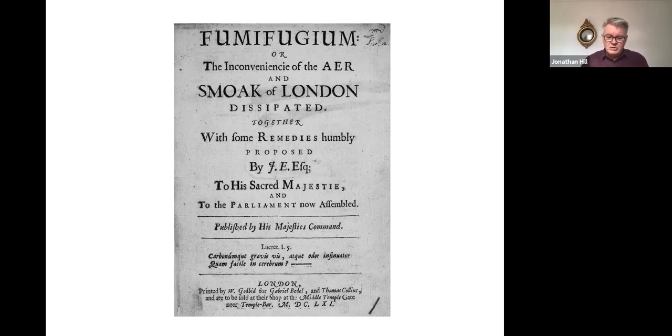Offering what he called a remedy for the nuisance, Evelyn suggests that a number of practical and poetic measures can be instigated. Coal burning trades are relocated beyond the city, and the edges of London are forested with trees and planted with fragrant shrubs, so that wood replaces coal as the principal fuel, and the city is sweetly perfumed, promoting associations with the Garden of Eden.